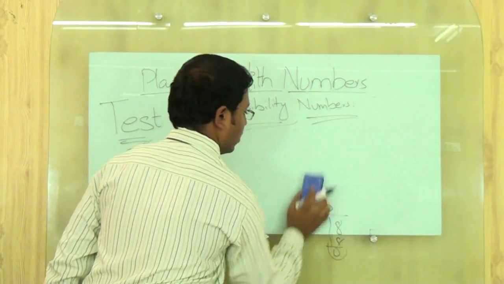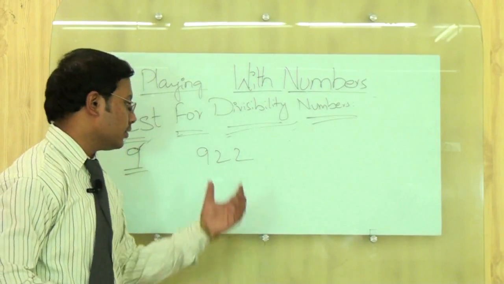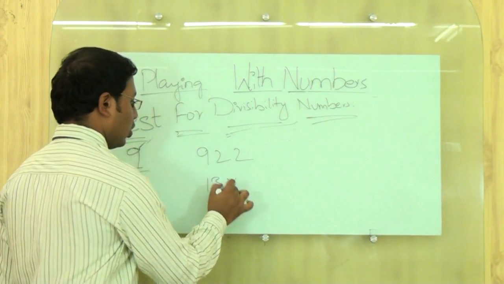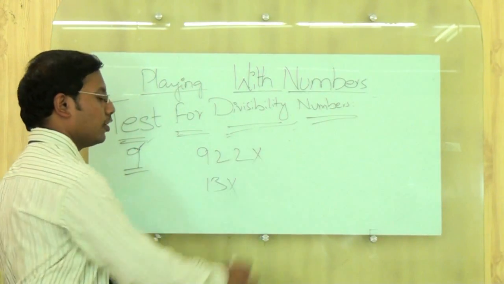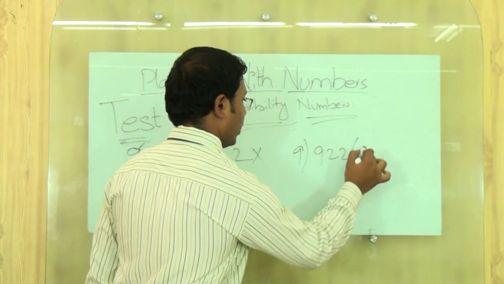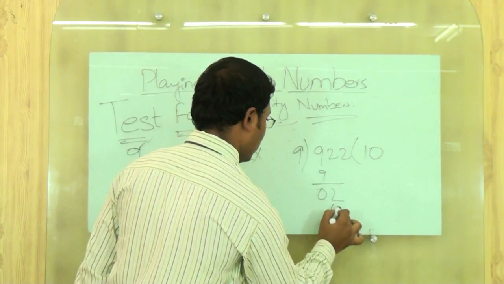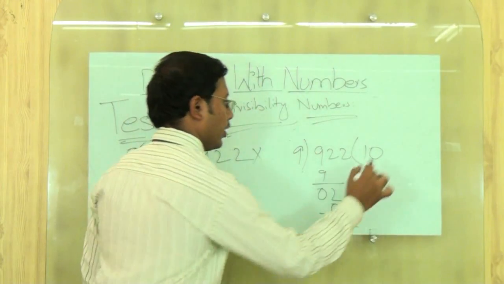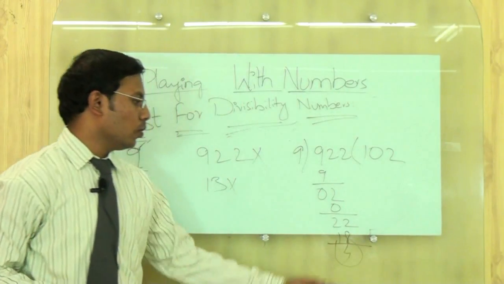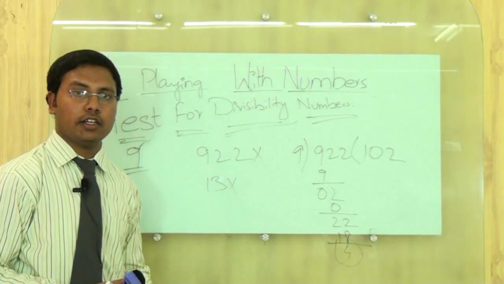If we take the number 922, add these three digits, 9 plus 2 is 11, 11 plus 2 is 13. 13 is not divisible by 9, so this number is also not divisible by 9. Let us check here, 922 with 9. 9 1s are 9, 0, 2 here, again 0 here, 9 zeros are 0, 2, 2, 9 2s are 18. We get the remainder 4. So the number is not divisible by 9, and the divisibility test for 9 doesn't hold here.